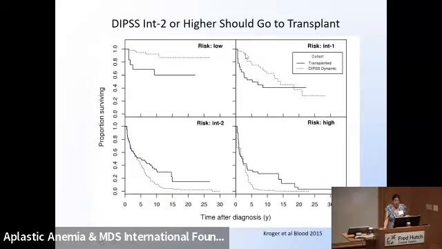I would say intermediate 1 is a little bit more controversial, but you can see the lines don't cross until years down the line. And so people say, okay, if you're intermediate 1, your benefit from transplant wouldn't come until much later. So maybe you would say a 30-year-old patient might benefit, but maybe a 70-year-old patient wouldn't. And then the intermediate 2 and high risk groups, the transplanted group lived longer than the non-transplanted group. And so those are the groups we say to transplant.